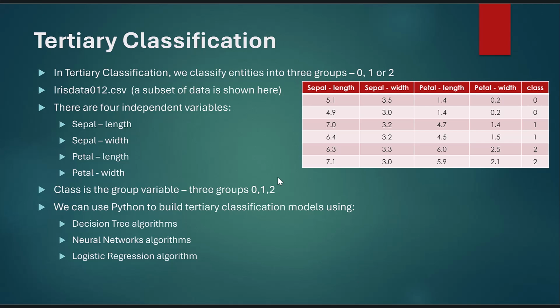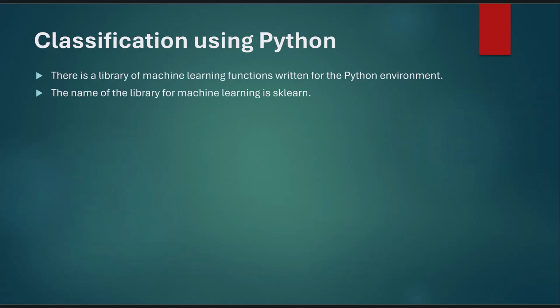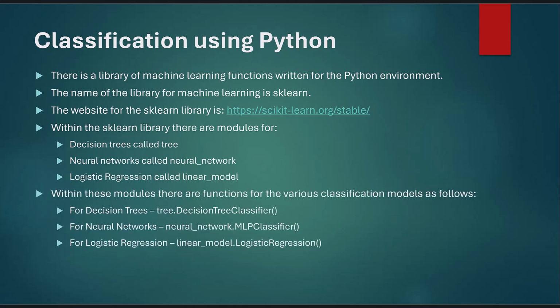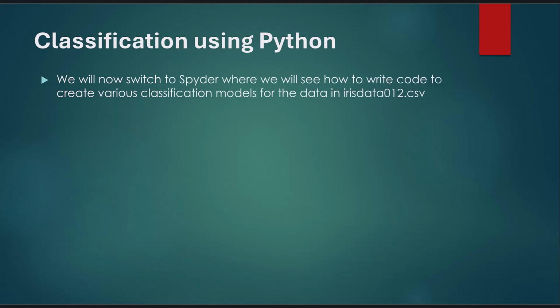So we can use Python to build tertiary classification models using decision tree algorithms, neural networks algorithms, and logistic regression algorithm. We can also create confusion matrices for the classification models. There's a library called sklearn, and there's a website for it. There are modules called tree, neural network, linear model that can be used to build machine learning algorithms. And there are some functions, decision tree classifier, MLP classifier, logistic regression, and so on. So we will now switch to Spider, where we will see how to write code to create various classification models, tertiary classification models, using the data in irisdata012.csv.